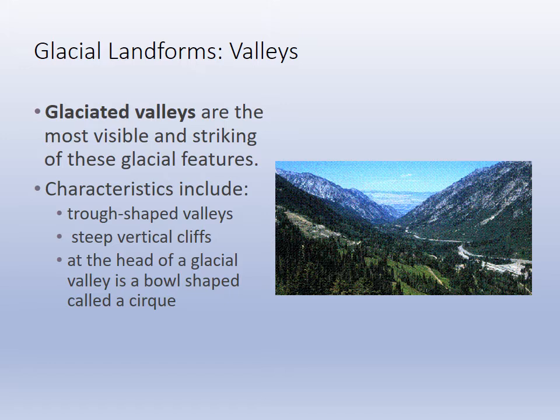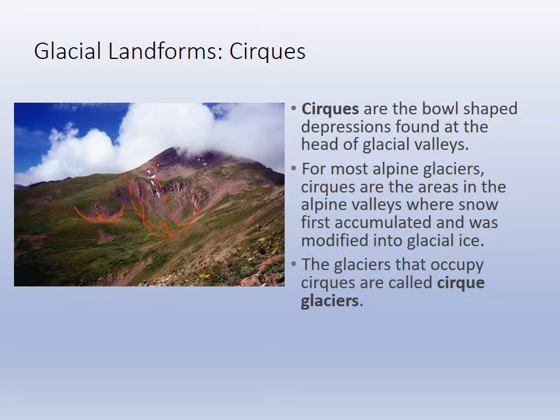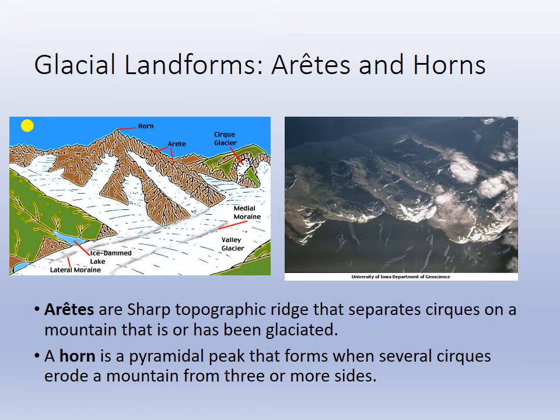So these steep walled valleys are glacial valleys. And generally at the head of a glacier valley is the cirque, or where the glacier originated. There is an image of a cirque right there, highlighted with the bowl-shaped origination of the glacier. Arêtes and horns are peaks that are left behind by glaciers. Moraine is deposition. Lateral would be on the sides, medial would be in the middle, and terminal would be at the end of the glacier.